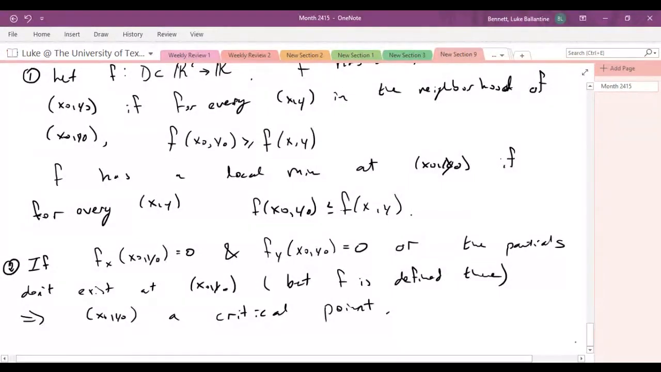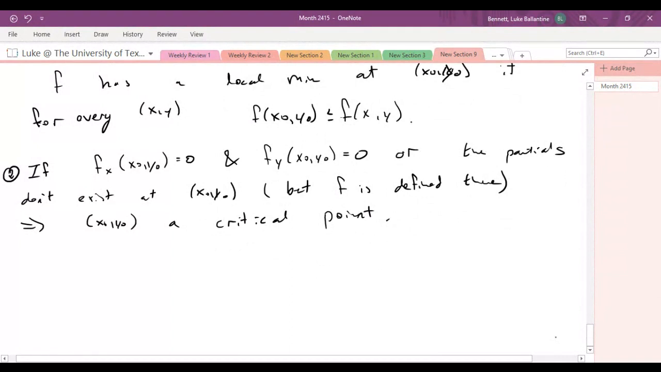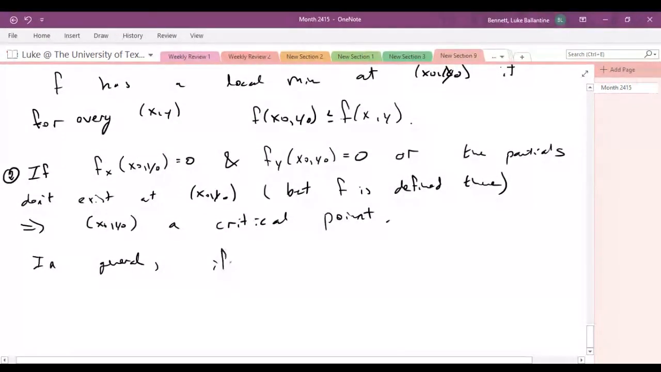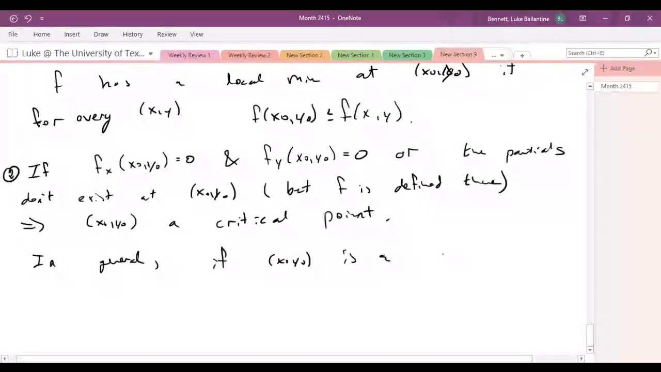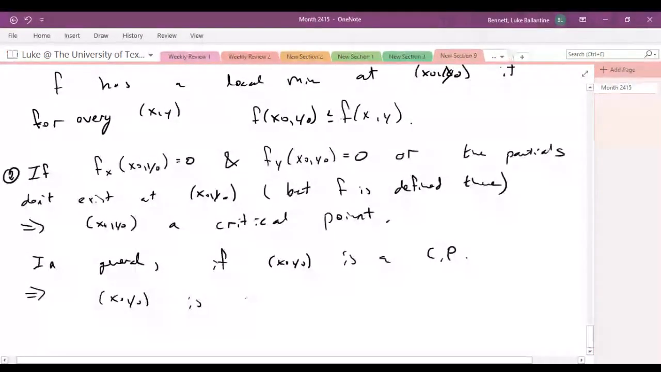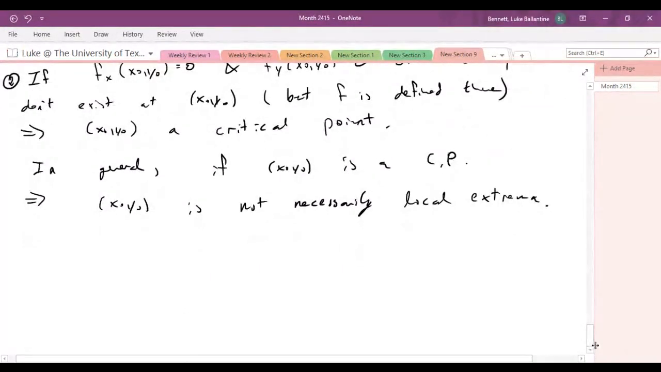And remember, critical point does not imply maximum or minimum. It means it's potentially a maximum or minimum. There's more work to do. So say in general, if x naught, y naught is a critical point, x naught, y naught is not necessarily a local extrema, a max or a min. An example of a critical point that is not a maximum or a minimum, let's just do the single variable case for now: f of x equals x cubed.